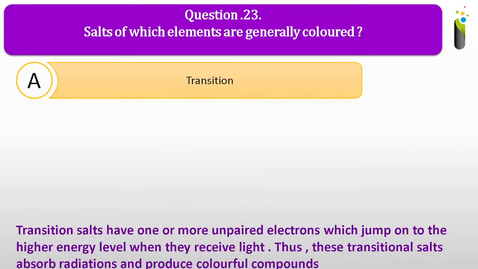And the correct answer for this question is A. Correct. Kanak Kapil, Reshma S. Correct. Transition. Yes, correct. Samna Deshpande. Correct. Transition salts have one or more unpaired electrons which jump on to the higher energy level when they receive light. Thus, these transitional salts absorb radiations and produce colorful compounds. So, this is the reason why transition elements are generally colored.